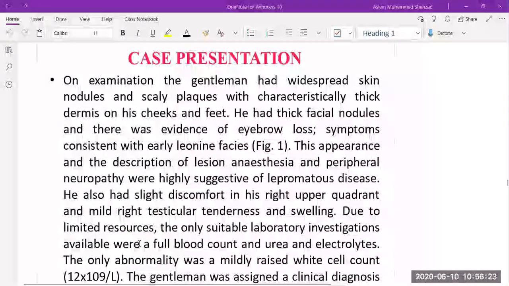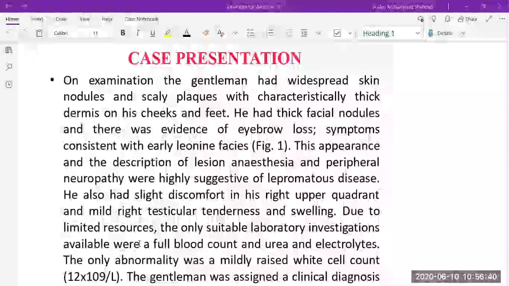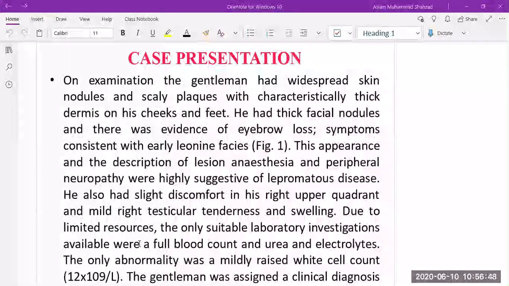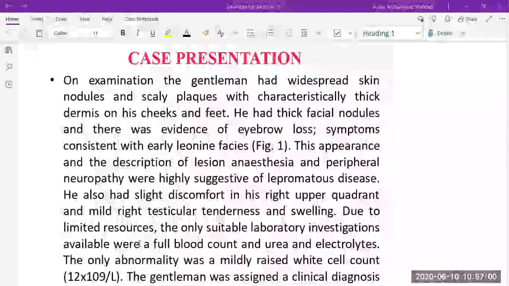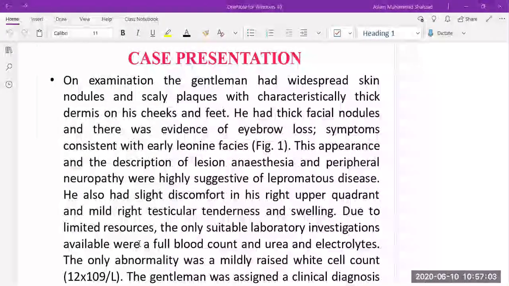On examination, the gentleman had widespread skin nodules and scaly plaques with characteristic thick dermis on his cheek and feet. He had thick facial nodules and evidence of eyebrow loss, symptoms consistent with early leonine facies. This appearance and the description of the lesions, anesthesia, and peripheral neuropathy were highly suggestive of lepromatous disease. He also had slight discomfort in his right upper quadrant and mild right testicular tenderness and swelling.